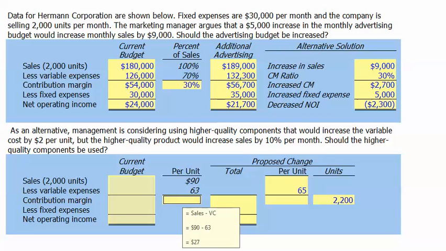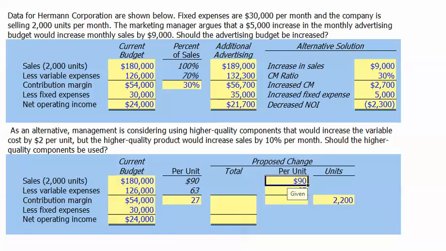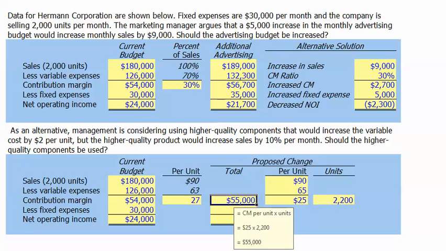Let's go ahead and pick up our income statement as it's in our current budget. Recall we have net operating income of $24,000 and our contribution margin per unit is $27. Under this new proposal, we don't expect our selling price to change. It will remain at $90, which means our contribution margin per unit will decrease from $27 to $25 since our variable cost increased. We can now calculate our new contribution margin total, which is our 2,200 units multiplied by our contribution margin per unit of $25.